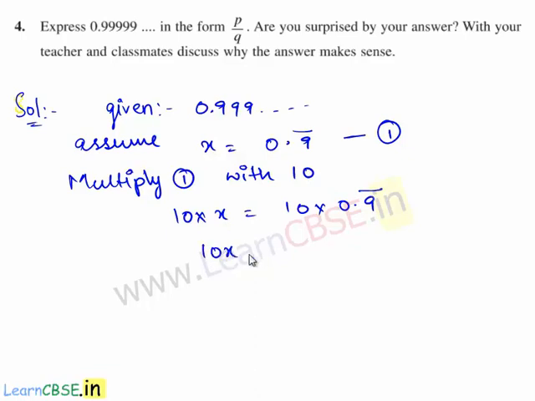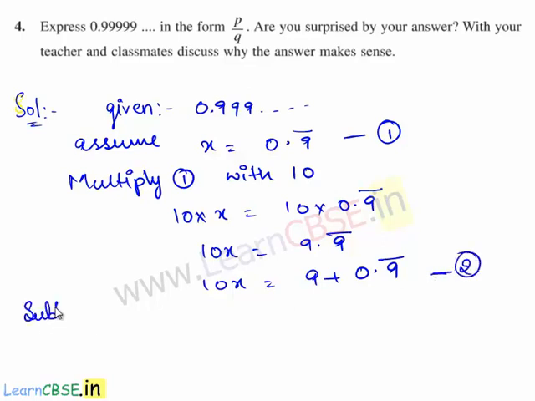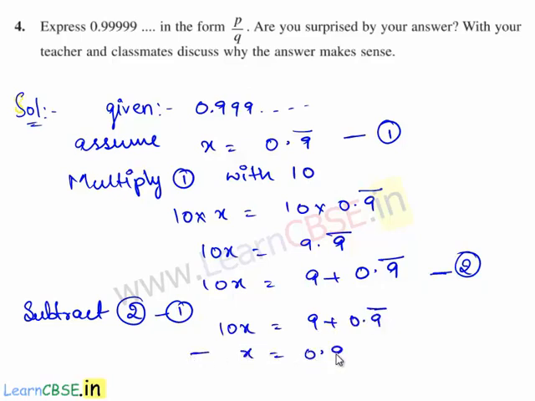This gives 10x is equal to 9.9 bar. This can be written as 10x is equal to 9 plus 0.9 bar. Consider this as equation 2. Now we shall subtract equation 1 from equation 2. That is 10x is equal to 9 plus 0.9 bar, minus x is equal to 0.9 bar. 10x minus x is equal to 9x, which is equal to 9.